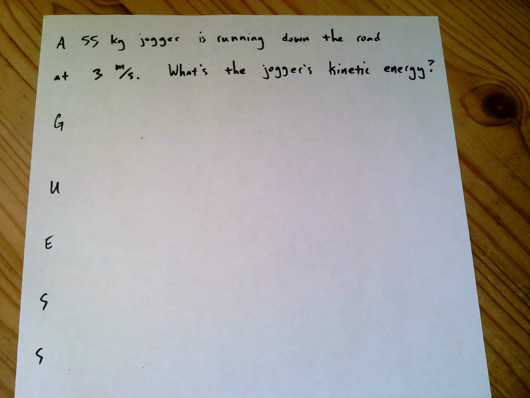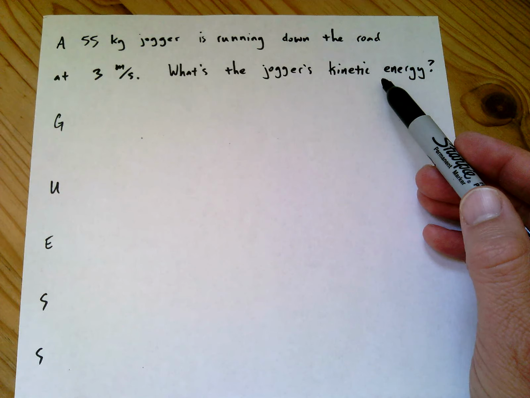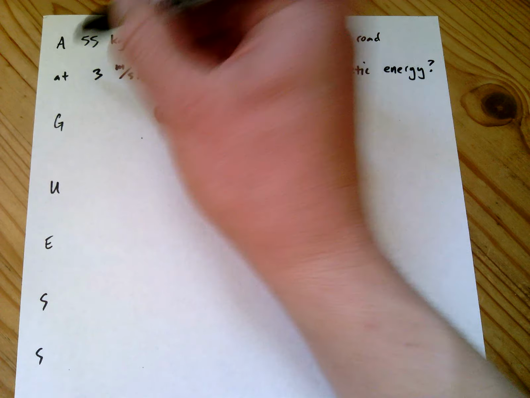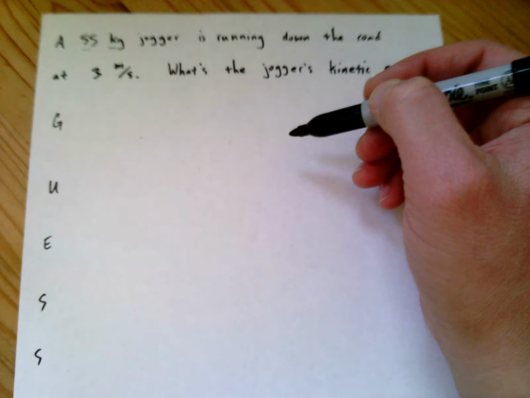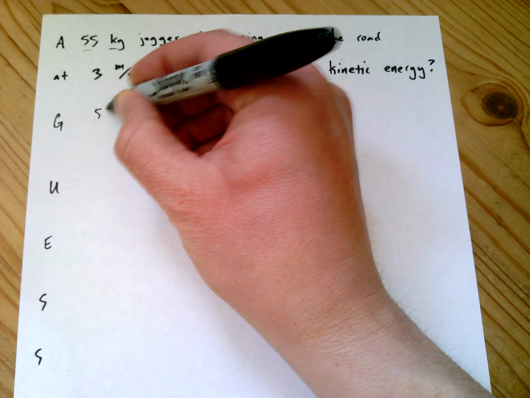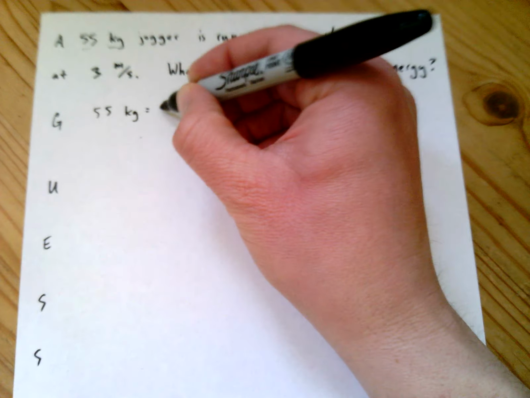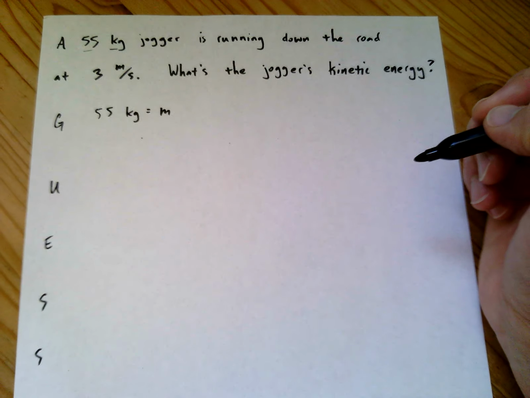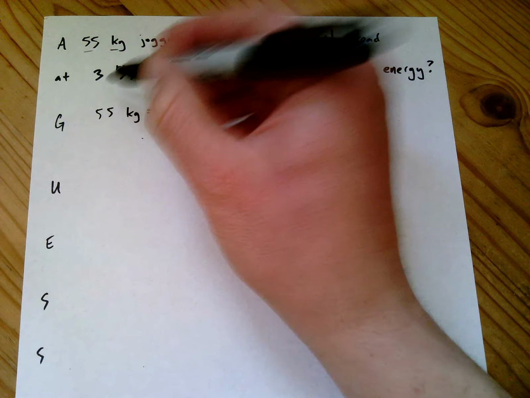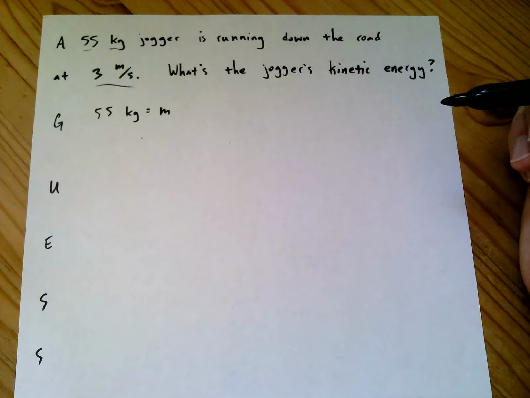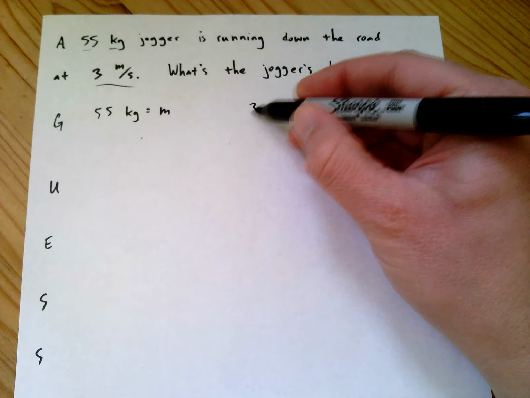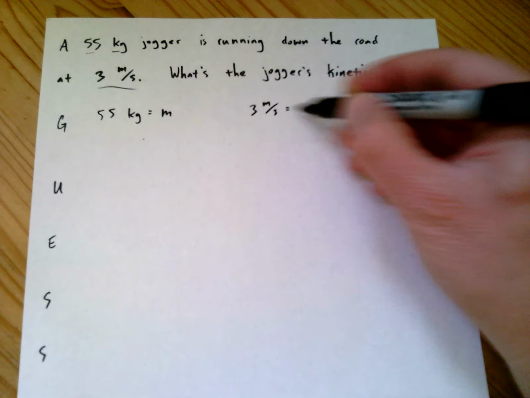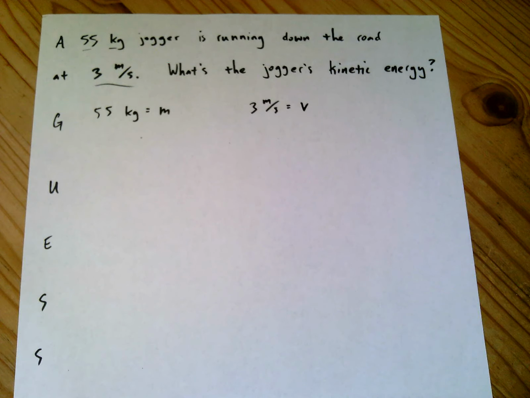In our practice problem, a 55 kilogram jogger is running down the road at 3 meters per second, and we want to find out what's the jogger's kinetic energy. Again, I got two givens. First given, 55 kilograms. Since I'm measuring something in kilograms, I know that's a mass. I'm just going to put M for mass. And the jogger is running down the road at 3 meters per second. That's a velocity or a speed. That's how fast the jogger is going.